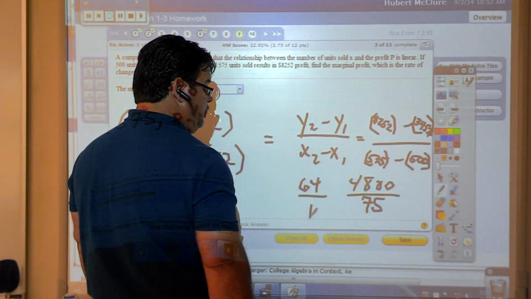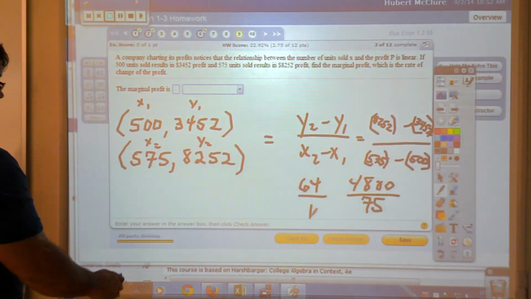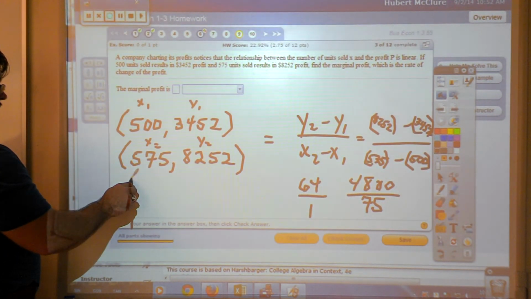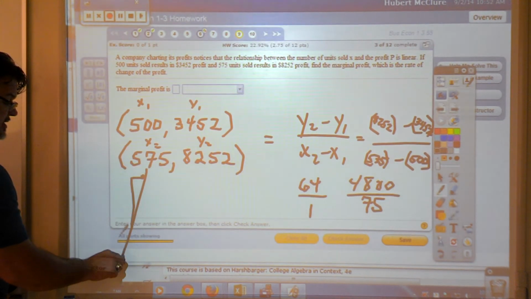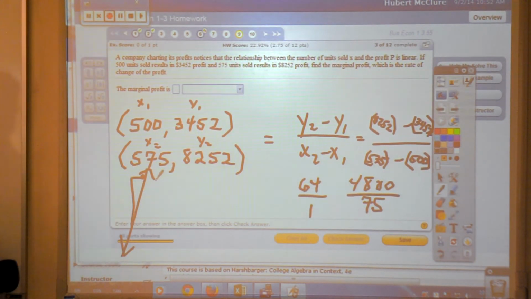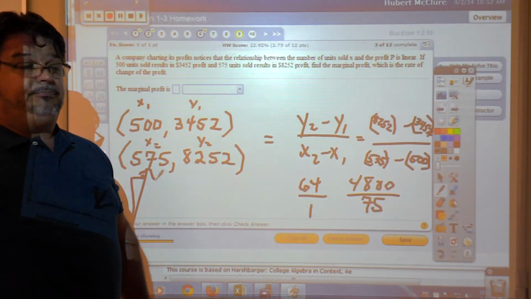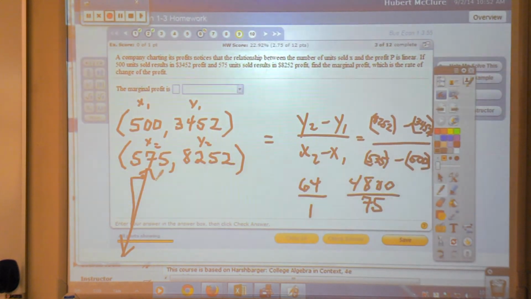Yes. So that means 64 up and what? 1 over. So we have a pretty steep what? Pretty steep line. So what does that tell you about the profit? Profit's pretty good. That's what it tells you. It keeps going up. But always remember, what goes up, what? Must come down, exactly. All right.